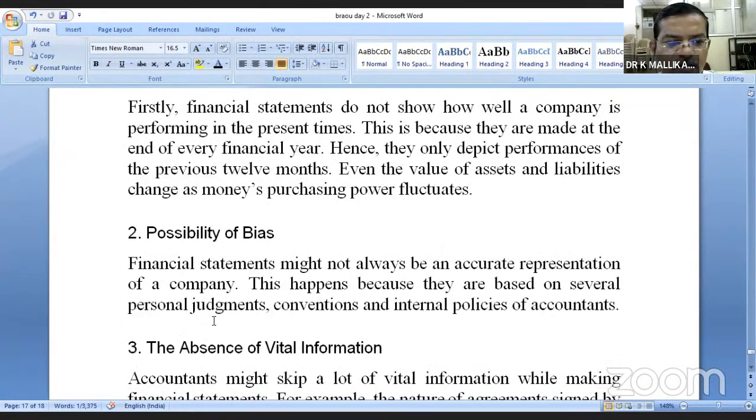And see, the possibility of personal biases. Financial statements might not always be accurate. We know about window dressing. Window dressing.